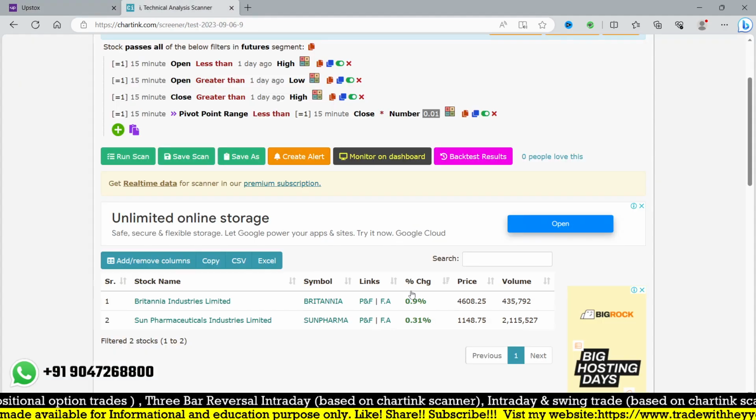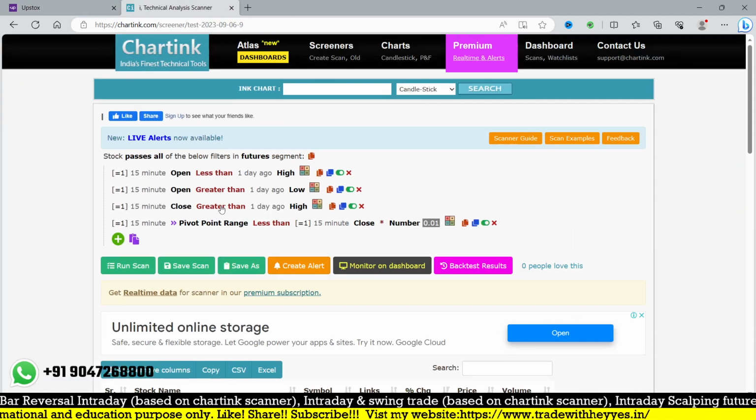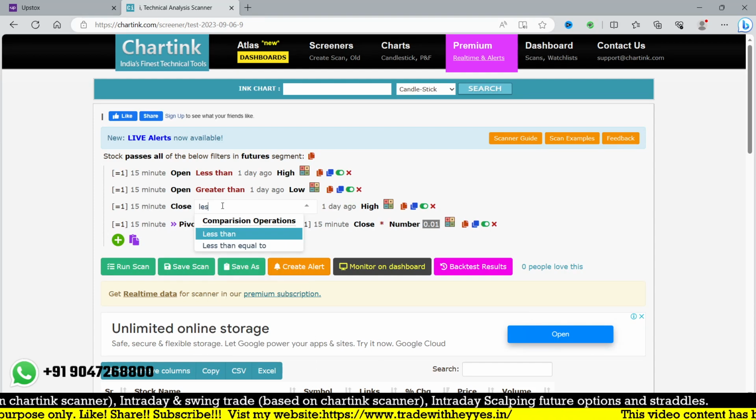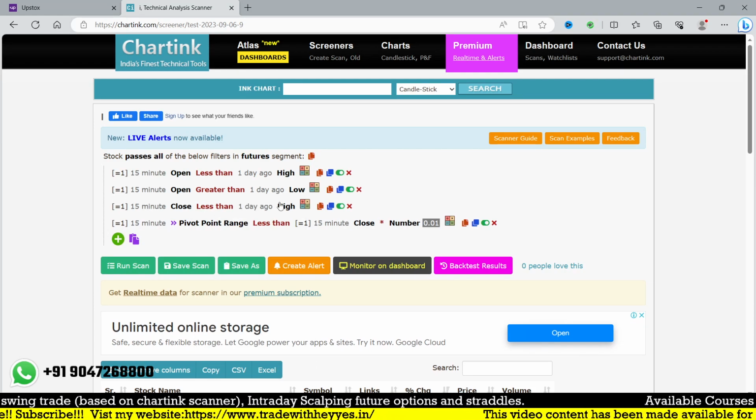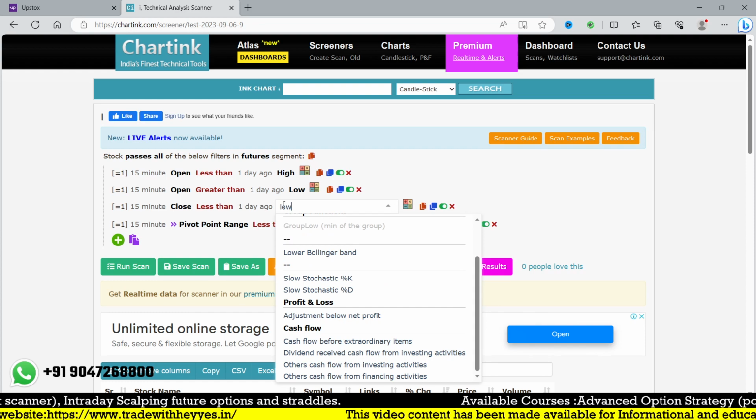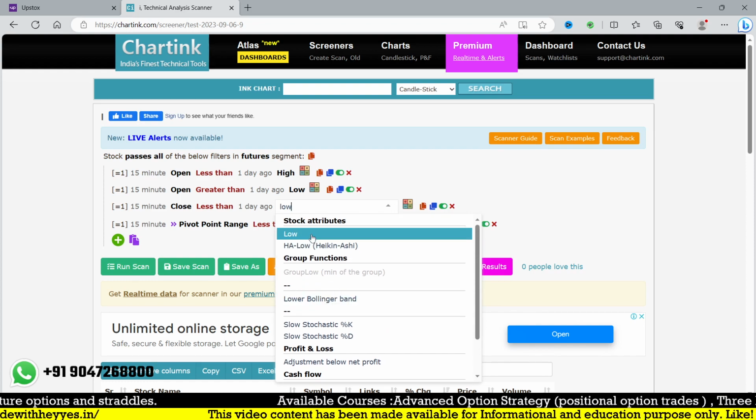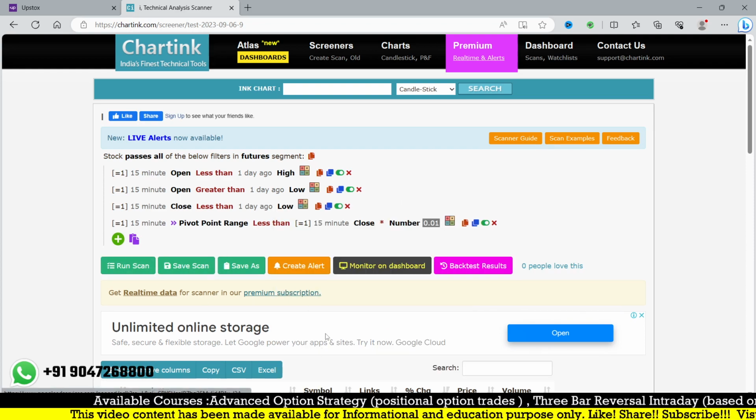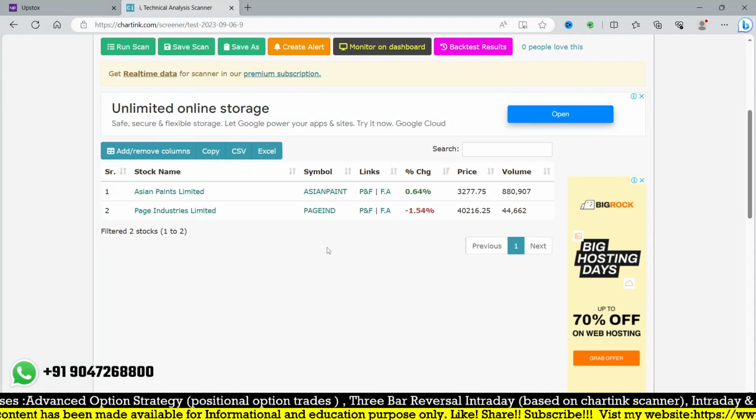This is about a bullish scanner, and for bearish we simply change the conditions. We have already updated the scanner in our paid group. If you wish to access this kind of scanner, you can go for it.